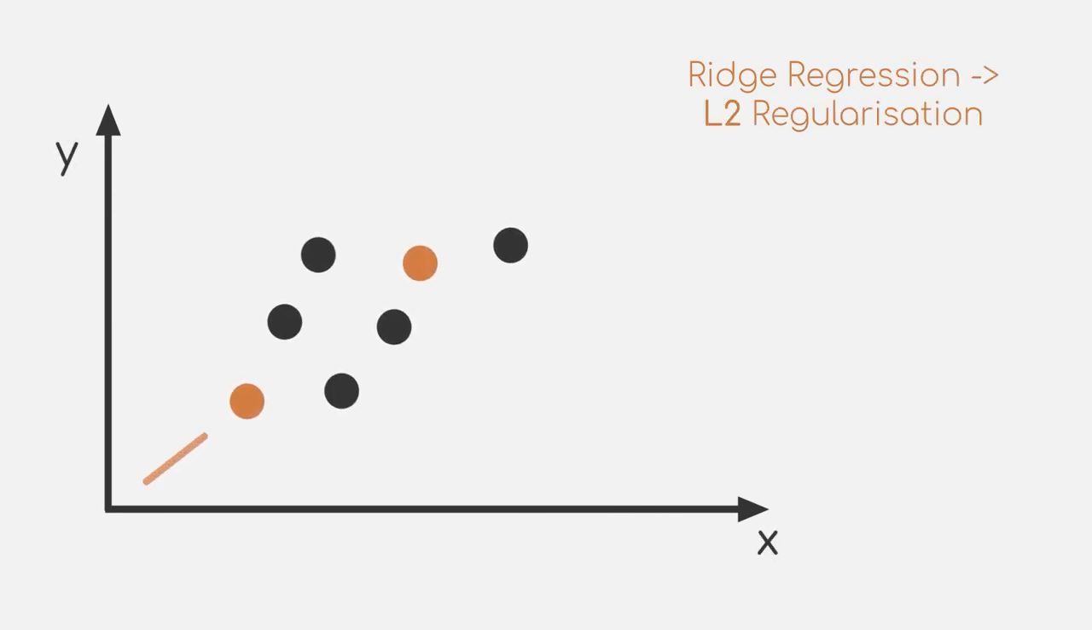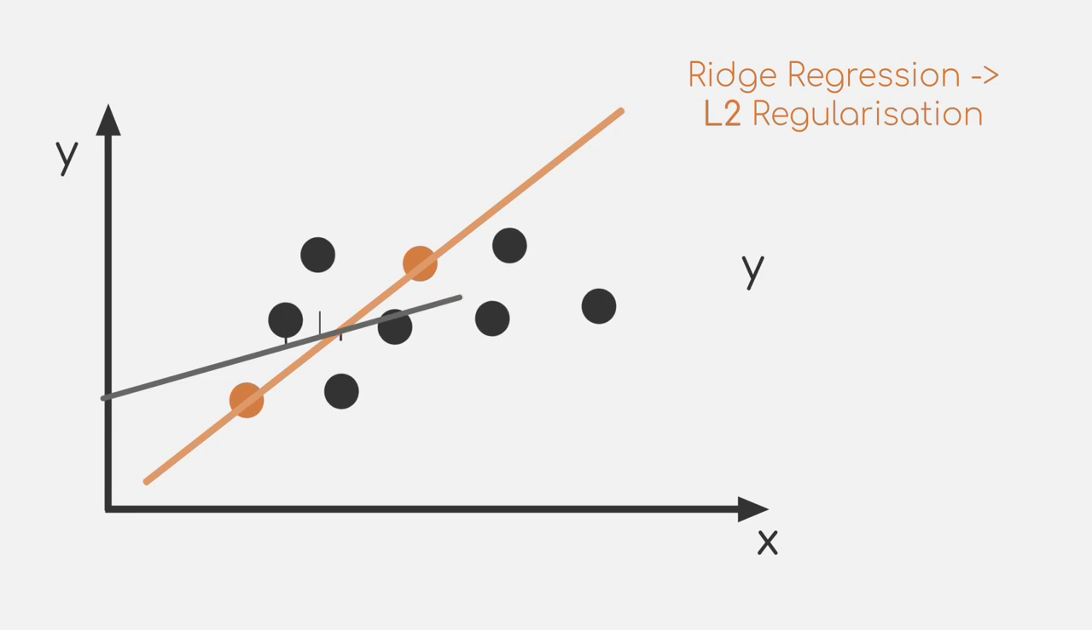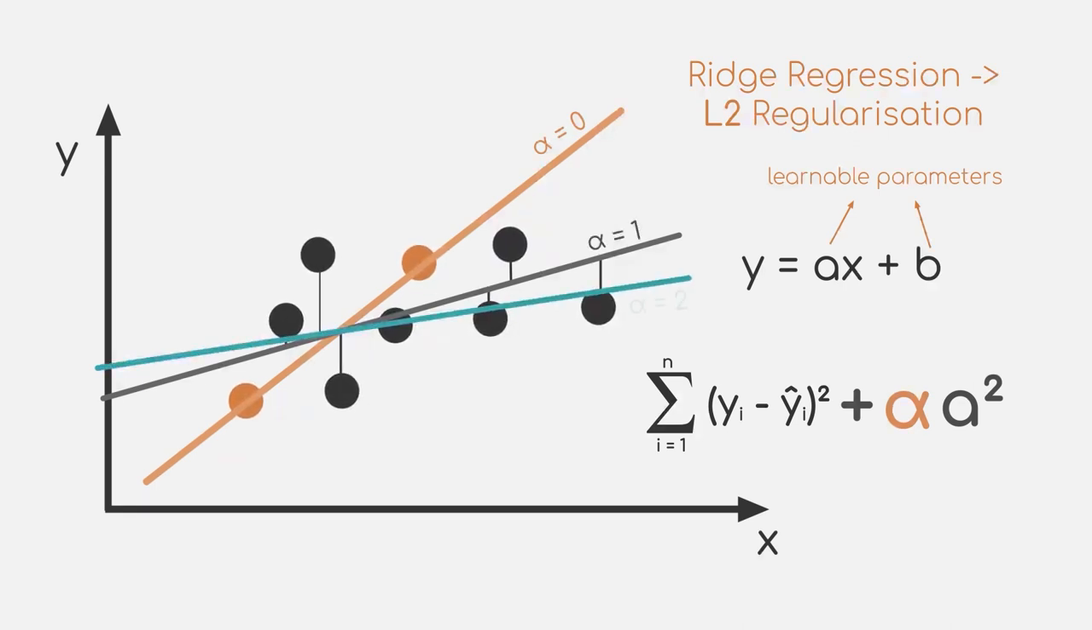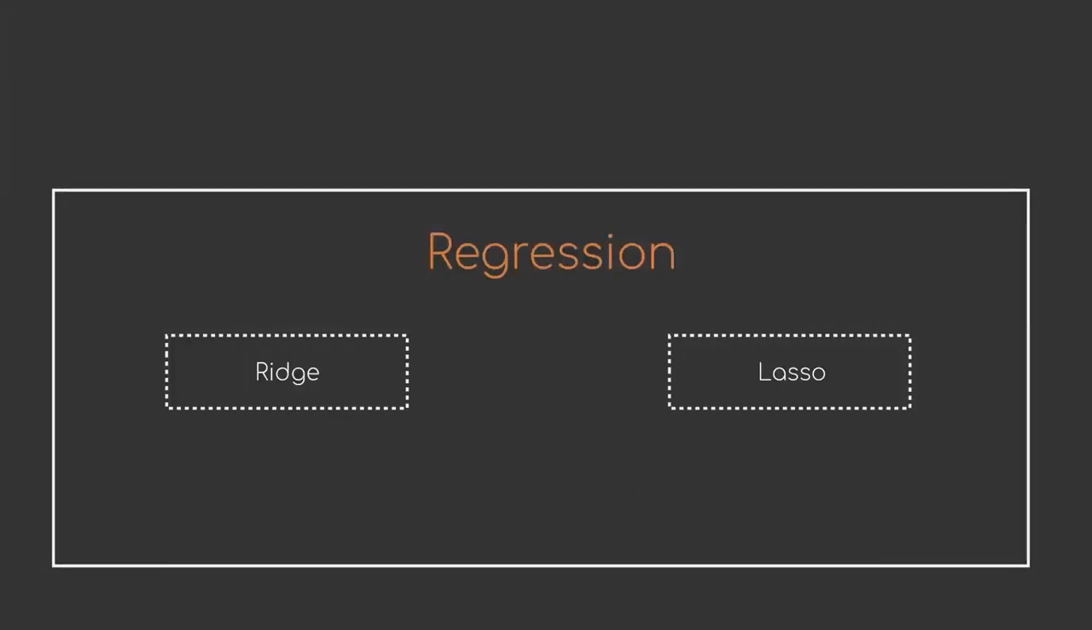To give you more details, ridge regression uses the so-called L2 regularization. The L2 regularization simply adds a penalty in the form of the learnable parameters. To be precise, we add the sum of squared coefficients, so in the example of the linear regression, we simply add a squared. This term usually comes with an additional hyperparameter, alpha, such that we can control how much regularization we want to add. The idea behind the L2 regularization is to keep the coefficients as small as possible while still having a good performance on the dataset. This can lead to a significant boost in performance over regression without regularization.